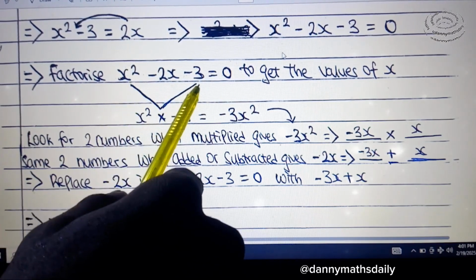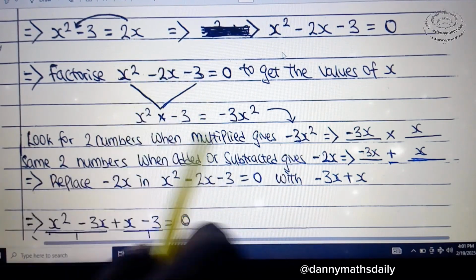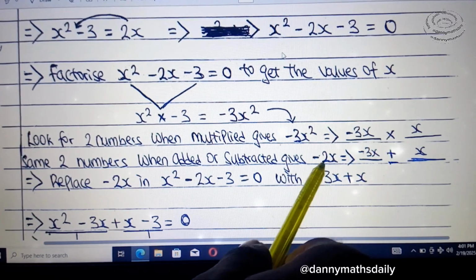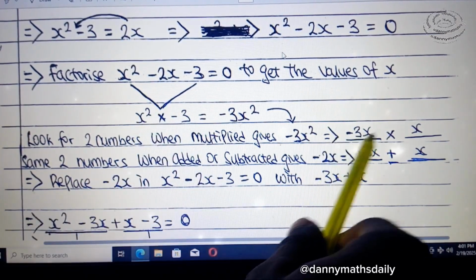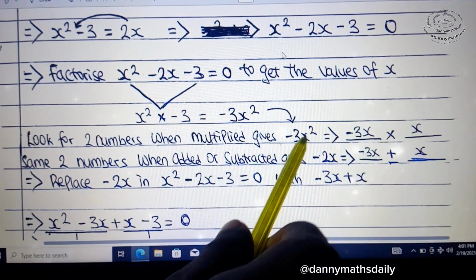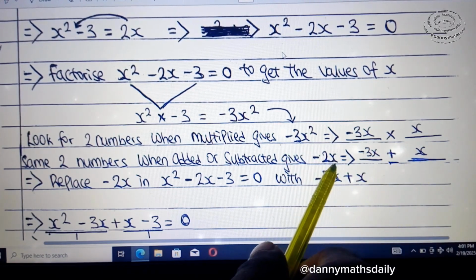x squared times minus 3. So we look for two numbers that when multiplied will give us what? This now. It is not in this equation, right? Then two numbers when added or subtracted give us what? Minus 2x. Now x is the one here. You understand? So you know that minus 3x times x will give you what? This. Do you understand? Then minus 3x plus x will give you what? Minus 2x. Do you understand?